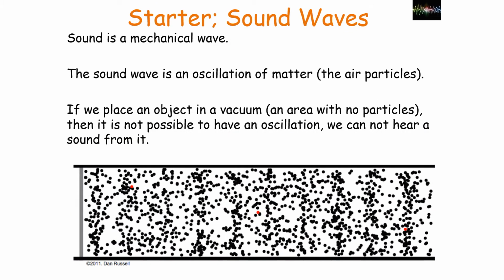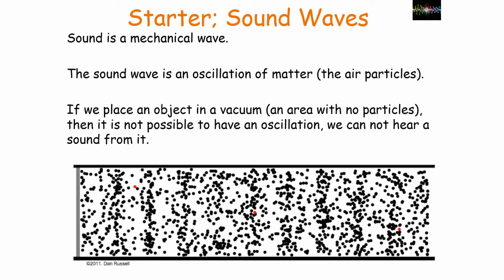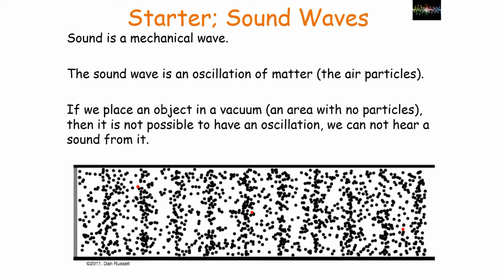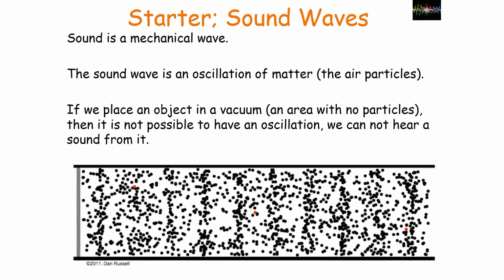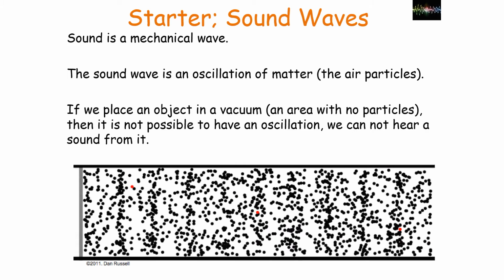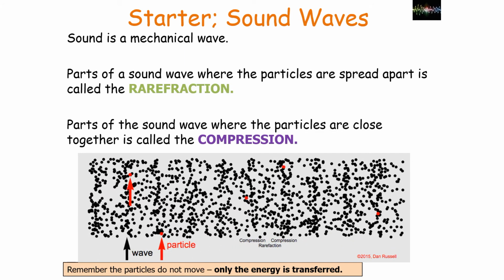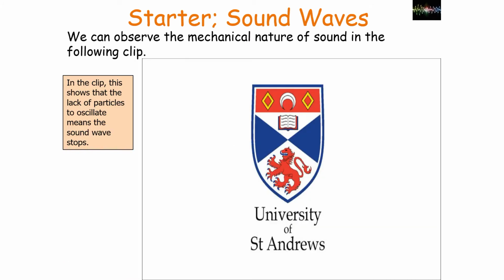So the idea is that the sound wave is an oscillation of matter, the air particles. If you place an object in a vacuum, an area with no particles, then it's not possible to have an oscillation, therefore we do not hear a sound wave. Now, parts of sound waves where the particles are spread out is called the rarefaction, whilst parts of the sound wave where the particles are close together is called the compression. Now remember, in a sound wave the particles do not move, only the energy is being transferred.